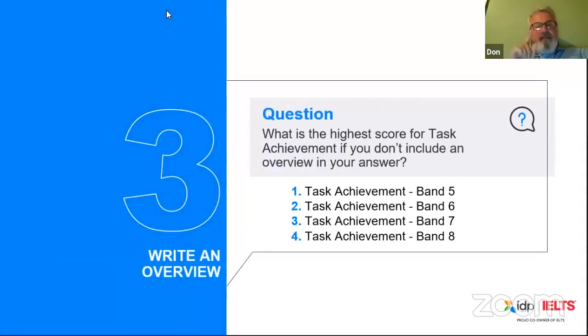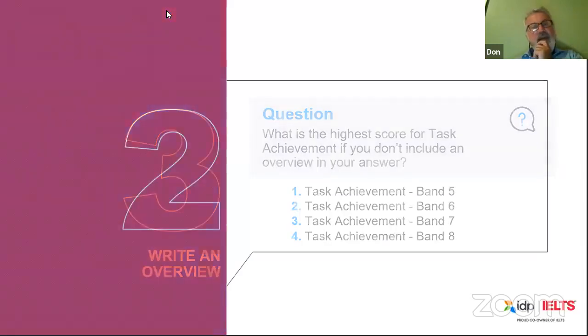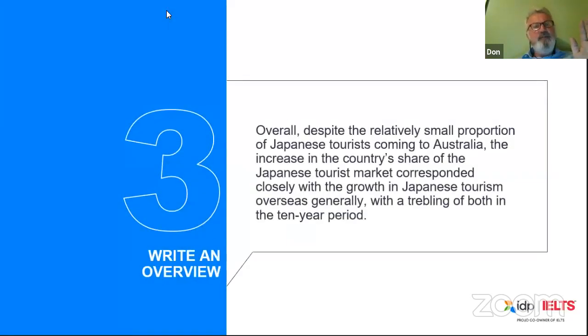Okay. The final part of this essay is an overview. An overview is 1 or 2 sentences that summarize the main points. What happens if you forget the overview? Look at your assessment criteria. Is it a band 5, 6, 7, 8? We'll come back to that. Here the overview is very good. It's 1 long sentence, but it could be 2 sentences.